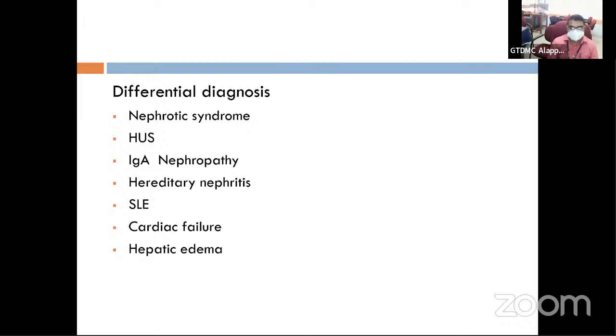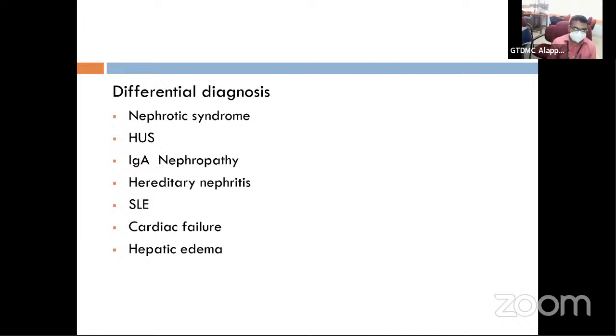Another differential diagnosis is IgA nephropathy. IgA nephropathy is a condition that presents with recurrent hematuria. Initially I said there is no chance of recurrence of post-streptococcal glomerulonephritis. Chance of recurrence is very less in PSGN. But in IgA nephropathy, the presentation is like a recurrent hematuria. So when there is recurrence of hematuria, always think of IgA nephropathy.